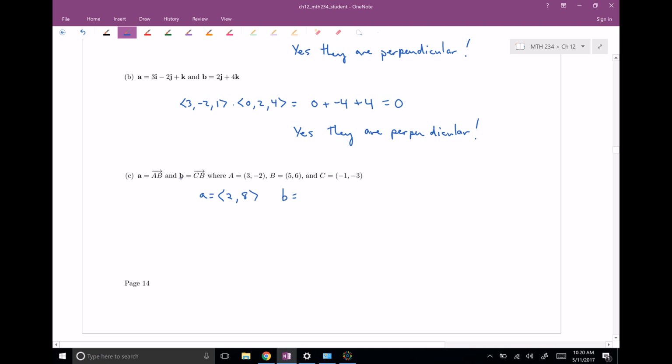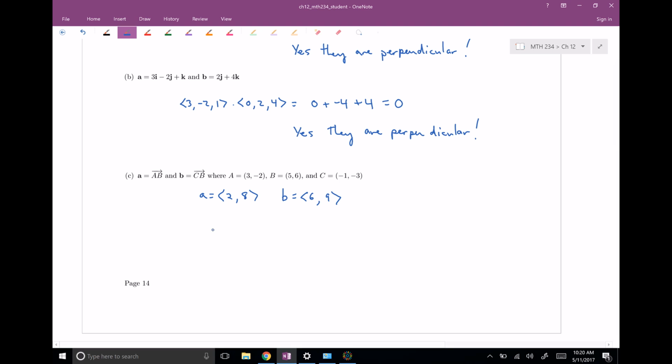All right, how about the position vector B? So I start at C and I go to B. So I start at negative 1 and I go to 5. I had to move 6. I start at negative 3 and I move to 6. I had to move 9. Okay, so there are the position vectors.